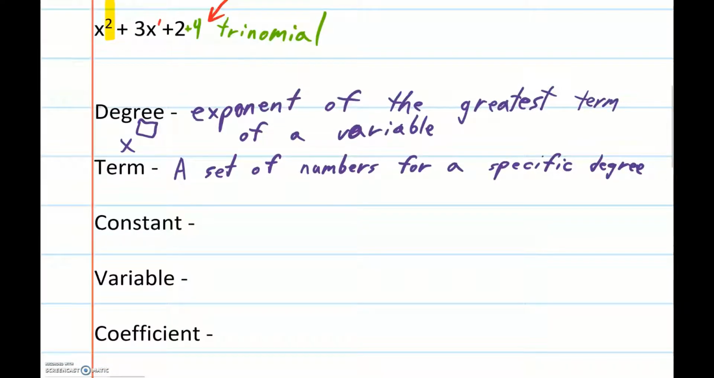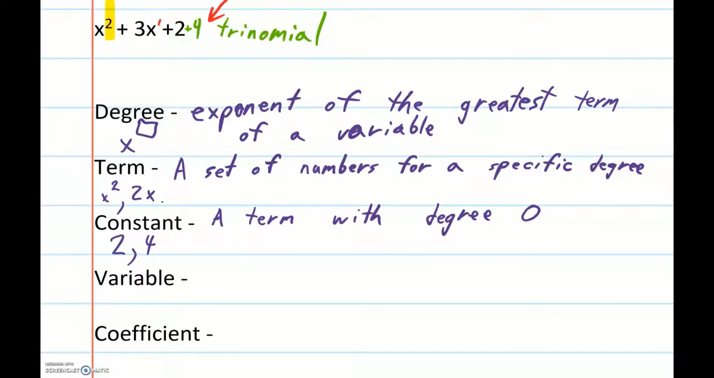Okay? A constant is a term with degree 0. So in this case, like 2 or 4, any number at all, as long as it doesn't have an x beside it. And a term is anything like x squared, 2x, anything like that.